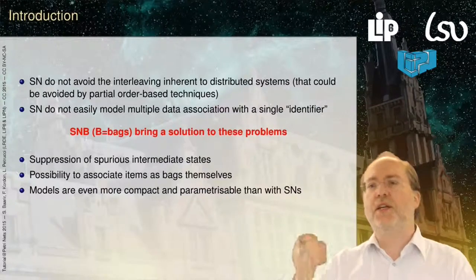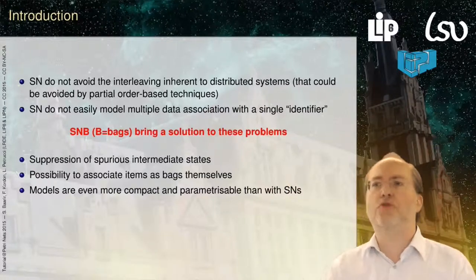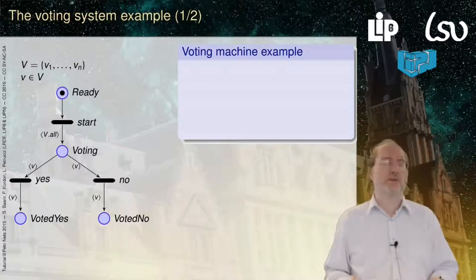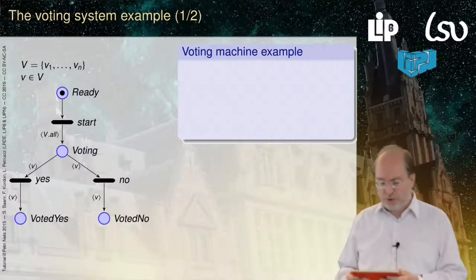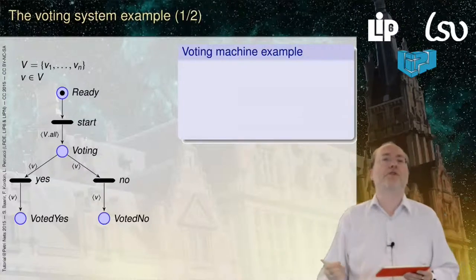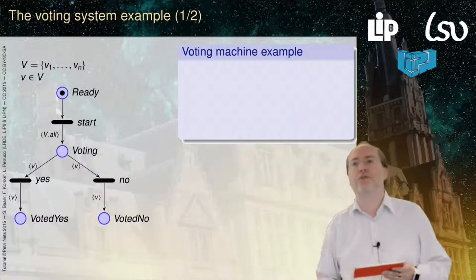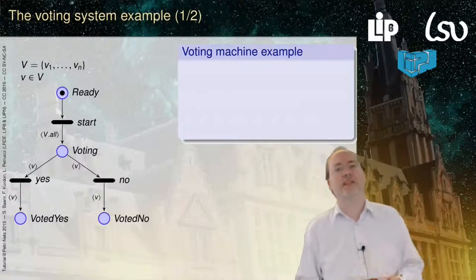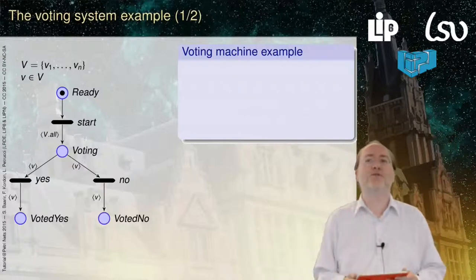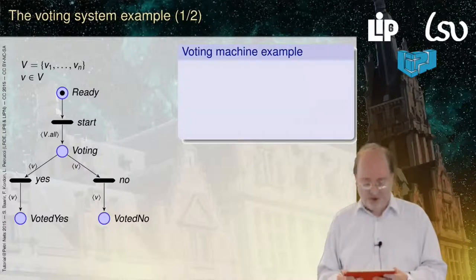The idea is to suppress some intermediate and spurious states that you might not need to observe. Let's have a look at a small example. We consider here a voting machine. It's a referendum because you have to answer just yes or no, or it's the second round of a presidential election where you just have two candidates. But no, it's not really, because you can vote nil too. Okay, let's imagine that it's a yes or no vote.